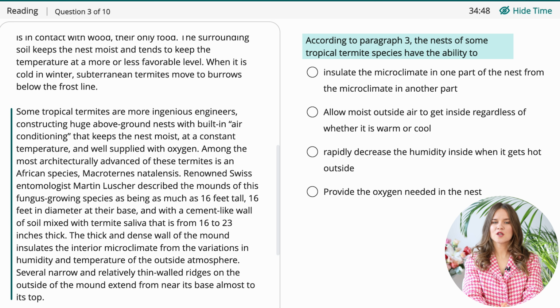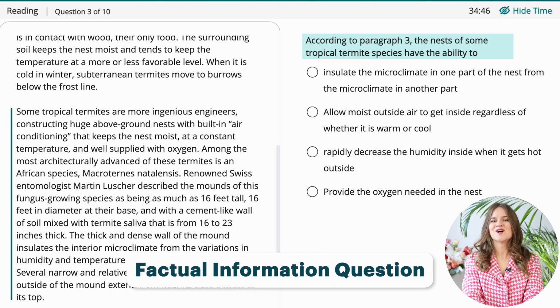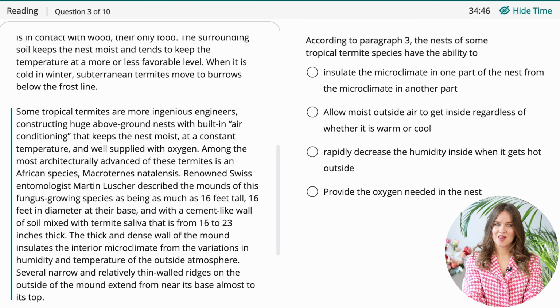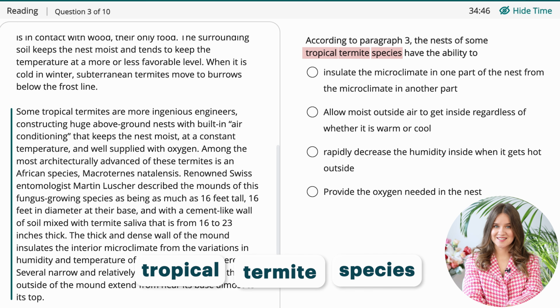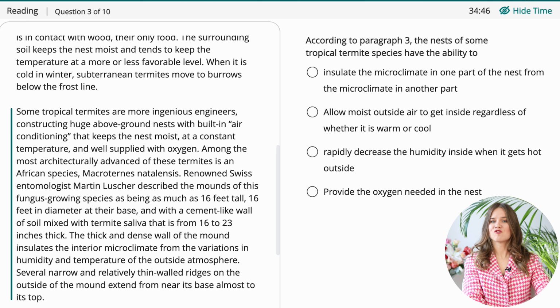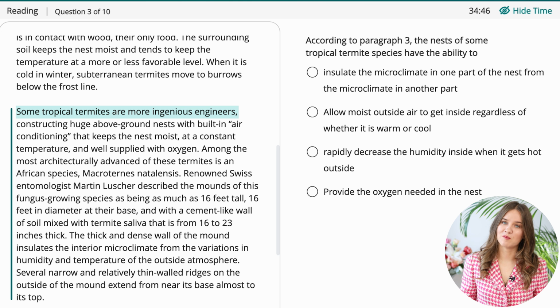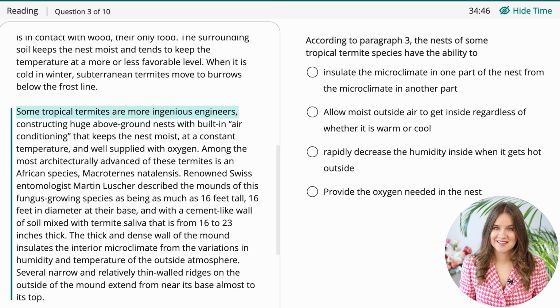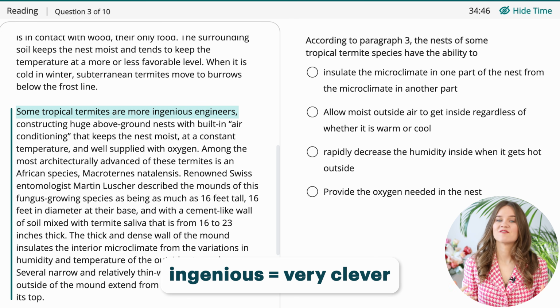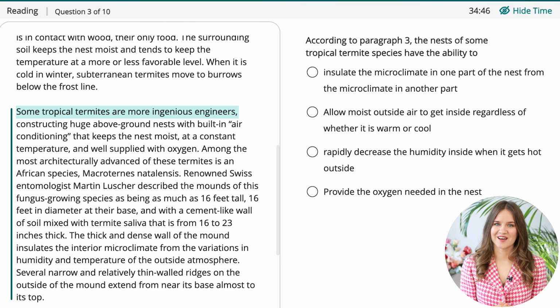Question 3. According to paragraph 3, the nests of some tropical termite species have the ability to... Yet another factual information question. We'll use the same strategy. The keywords in the question are tropical termite species. I find the keywords right in the first sentence of the paragraph: Some tropical termites are more ingenious engineers. By the way, ingenious means very clever. You might want to know that.